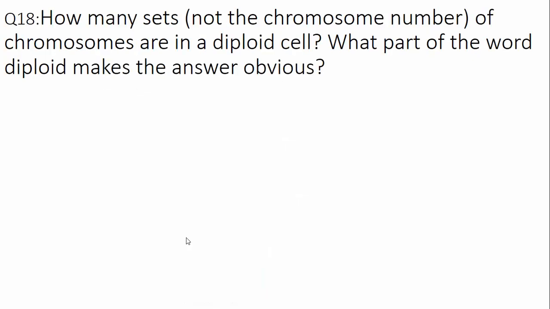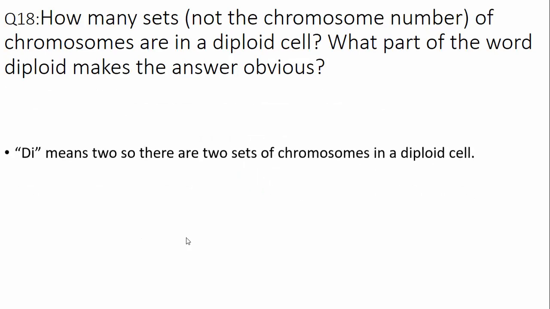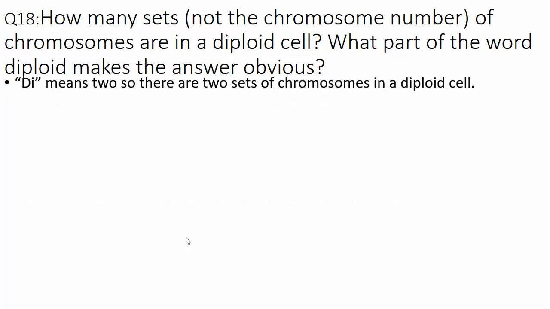All right, 18. How many sets, not the chromosome number, of chromosomes are in a diploid cell? And what part of the word diploid makes the answer obvious? Well, di means 2. So there are 2 sets of chromosomes in a diploid cell. Di is a diploid, which is a dead giveaway to this. So di is diploid, which means 2 sets. That's a dead giveaway. That's all you need to know.